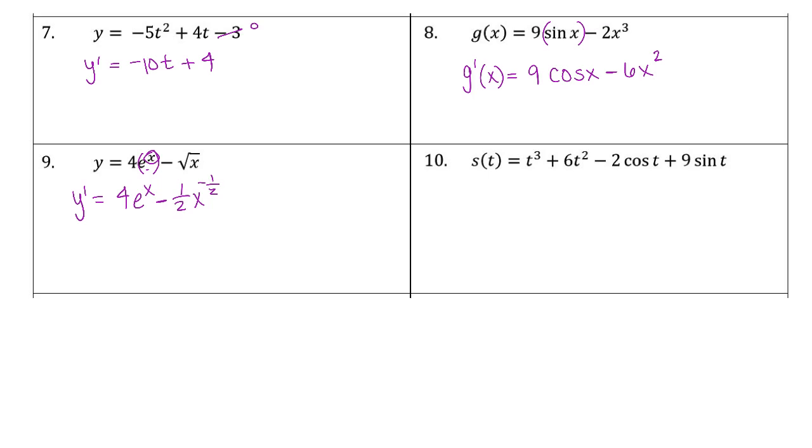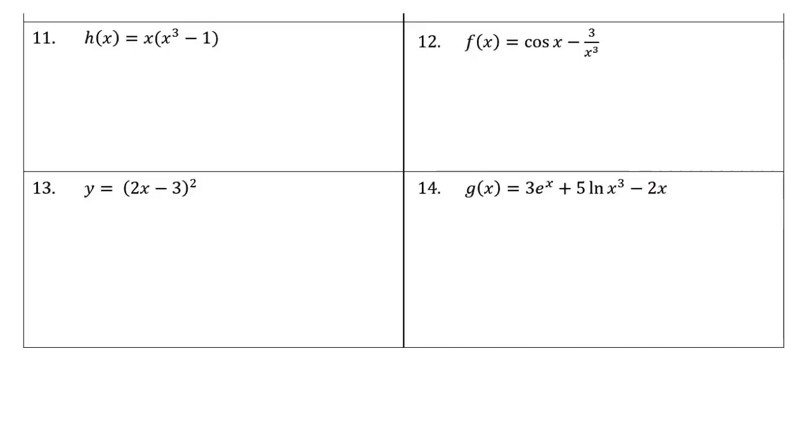All right, and same is true over here with number 10. And again, it's really helpful if you think of those as individuals. So s prime at t equals 3t squared plus 12t minus 2 times, and the derivative of cosine is negative sine, plus 9 times cosine of t. And you can cancel these out if you want to. And so that's all you're going to do with those.